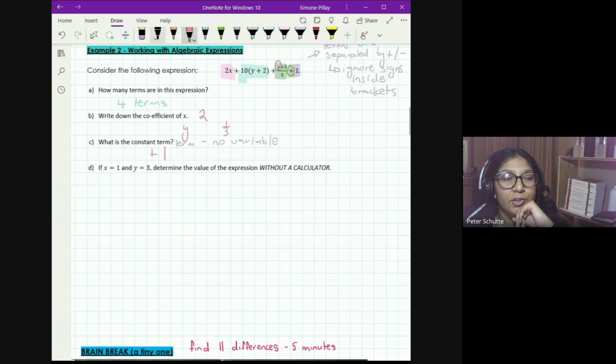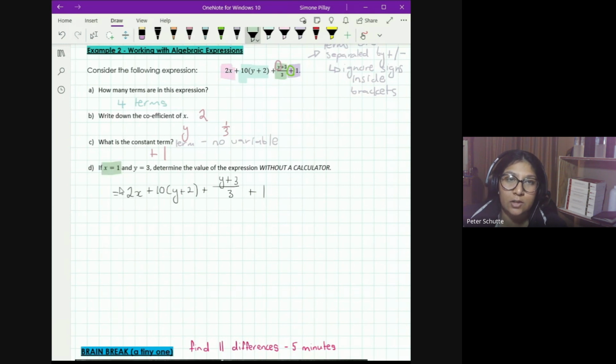So moving on, what we're going to do here now is substitution. And you guys should be very familiar with substitution. So we're going to say 2x plus 10y plus 2 plus y plus 3 over 3 plus 1. So they have now told me that x is equal to 1. So wherever I see x, I'm going to put in 1. I'm going to substitute 1. And wherever I see y, I'm going to substitute in 3. And so let's do this.